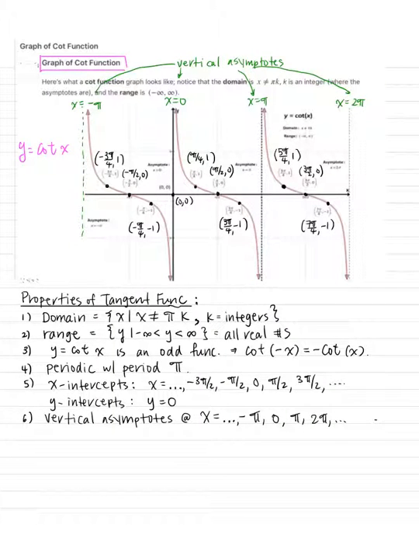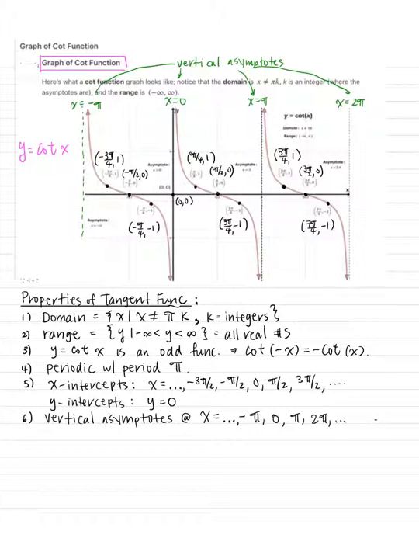Let's look at the graph of the cotangent function. It kind of looks similar to the tangent function, but the tangent function, if you look at the graph from right to left, started from the right and then went down towards the left. And the graph of the cotangent function is going to start from the left hand side and then go down towards the right hand side. But anyways, let's go with the properties.